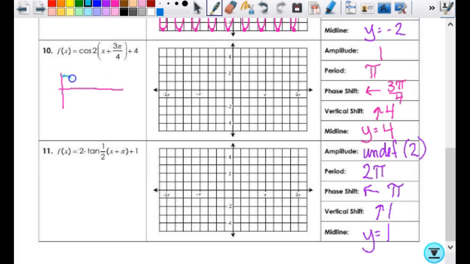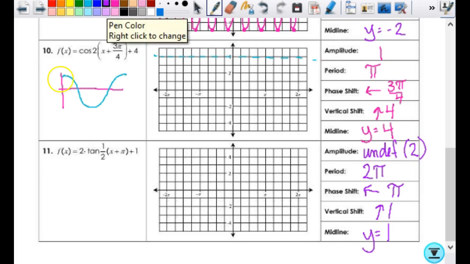So on 10, this is a cosine graph. So it's going to look like that for my parent function. And my midline is at y equals 4 up here. Okay, so I'm going to start with this point. Okay, my amplitude is 1. So on the y-axis, remember my midline is like my new x-axis. My amplitude is 1, so I go up 1.